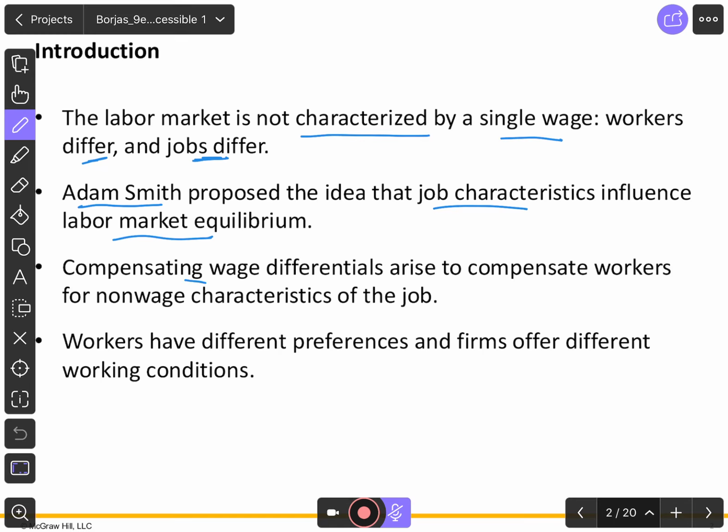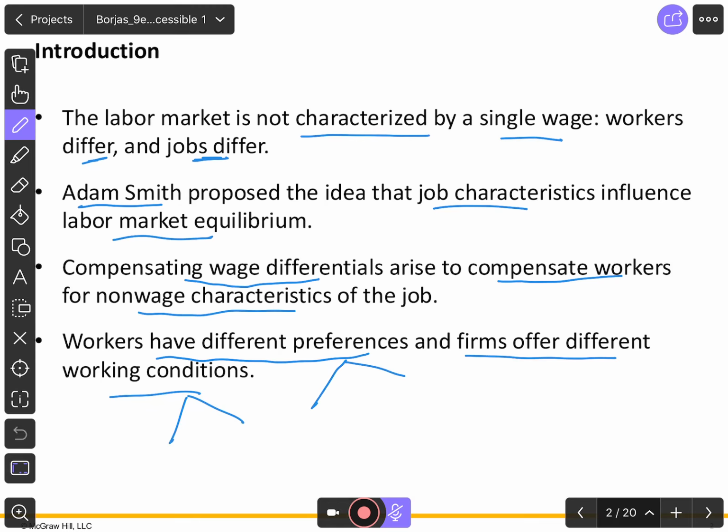So the compensating wage differential arises to compensate workers for non-wage characteristics on the job. Workers have different preferences, and firms also offer different working conditions. They can have safe or risky working conditions. Some workers prefer risk and some others are risk averse.